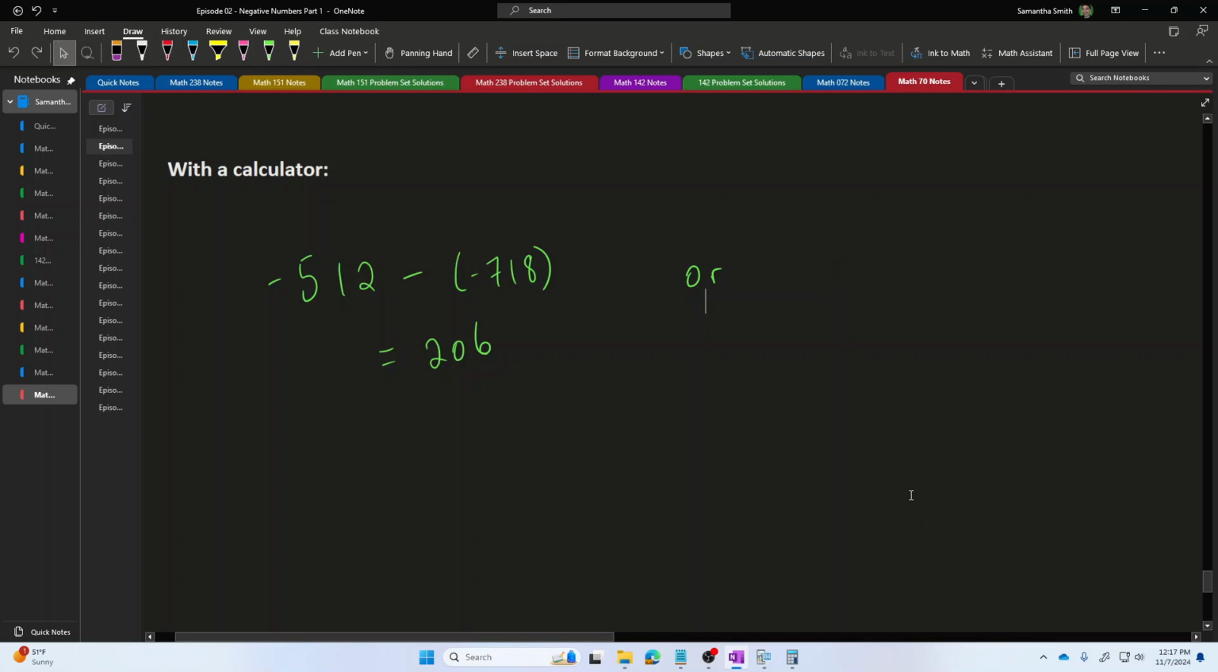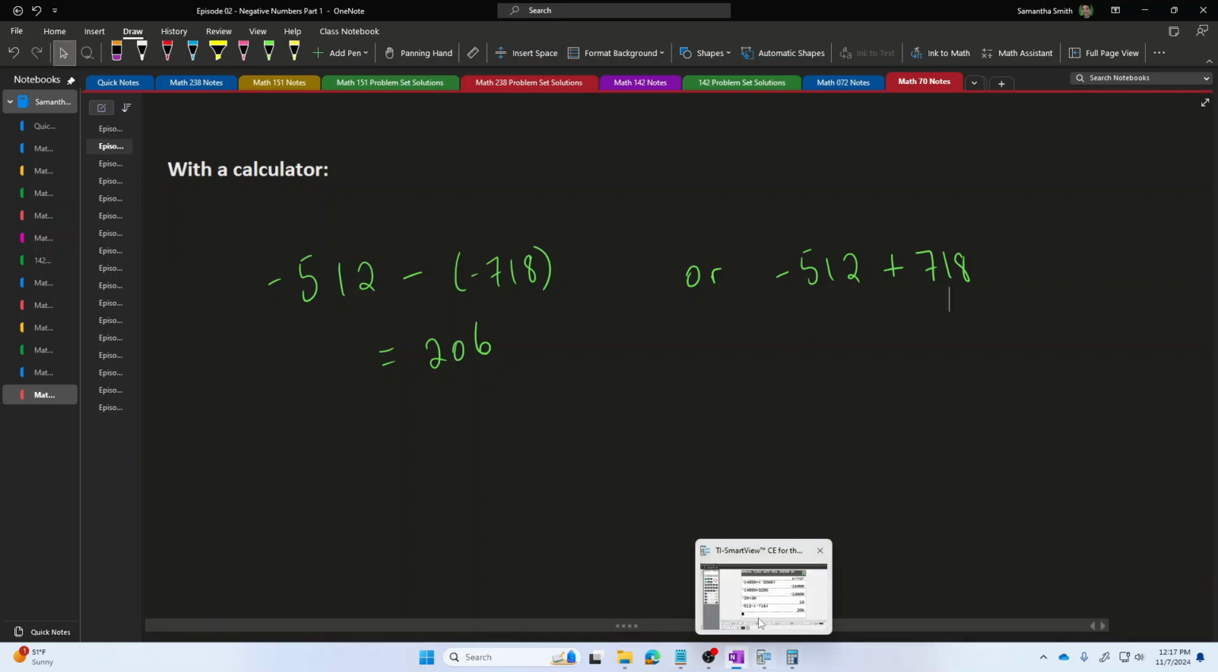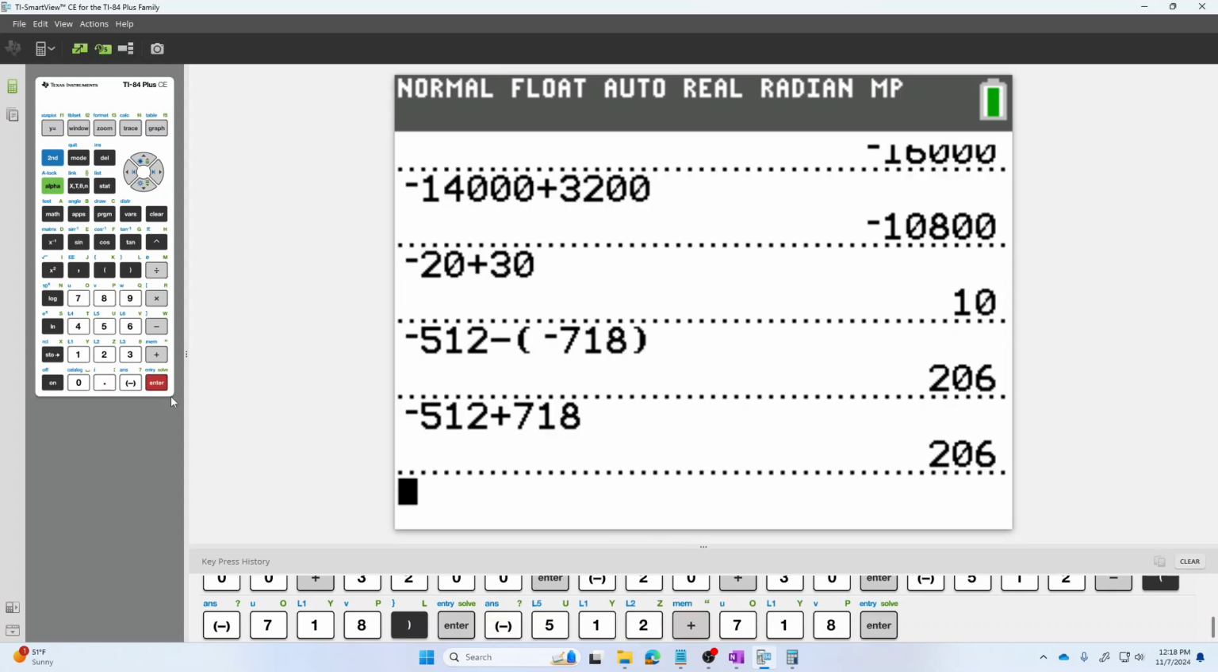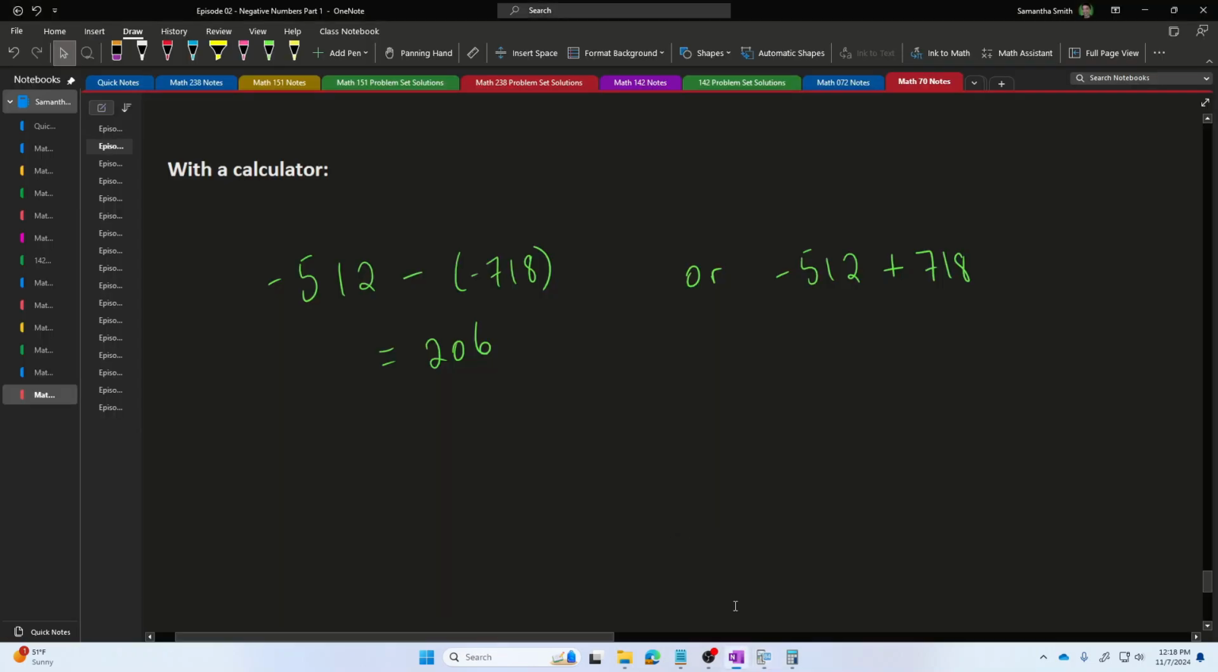Now to note, because subtraction is the same thing as adding the opposite, if I subtract negative 718, that's the same thing in the end as adding positive 718. If I do this calculation, I'll get exactly the same result. And it's a little bit easier to type in as well. So that's nice. I'll still get 206 from that.